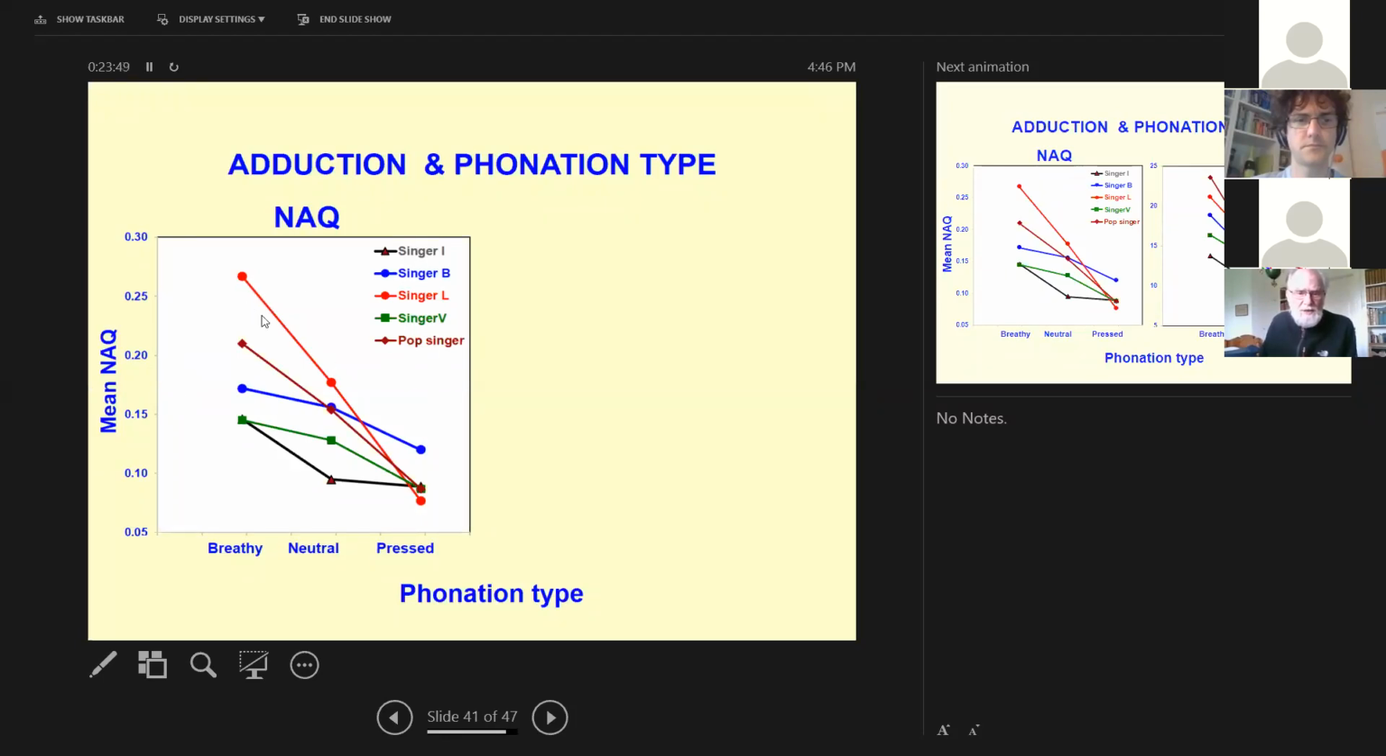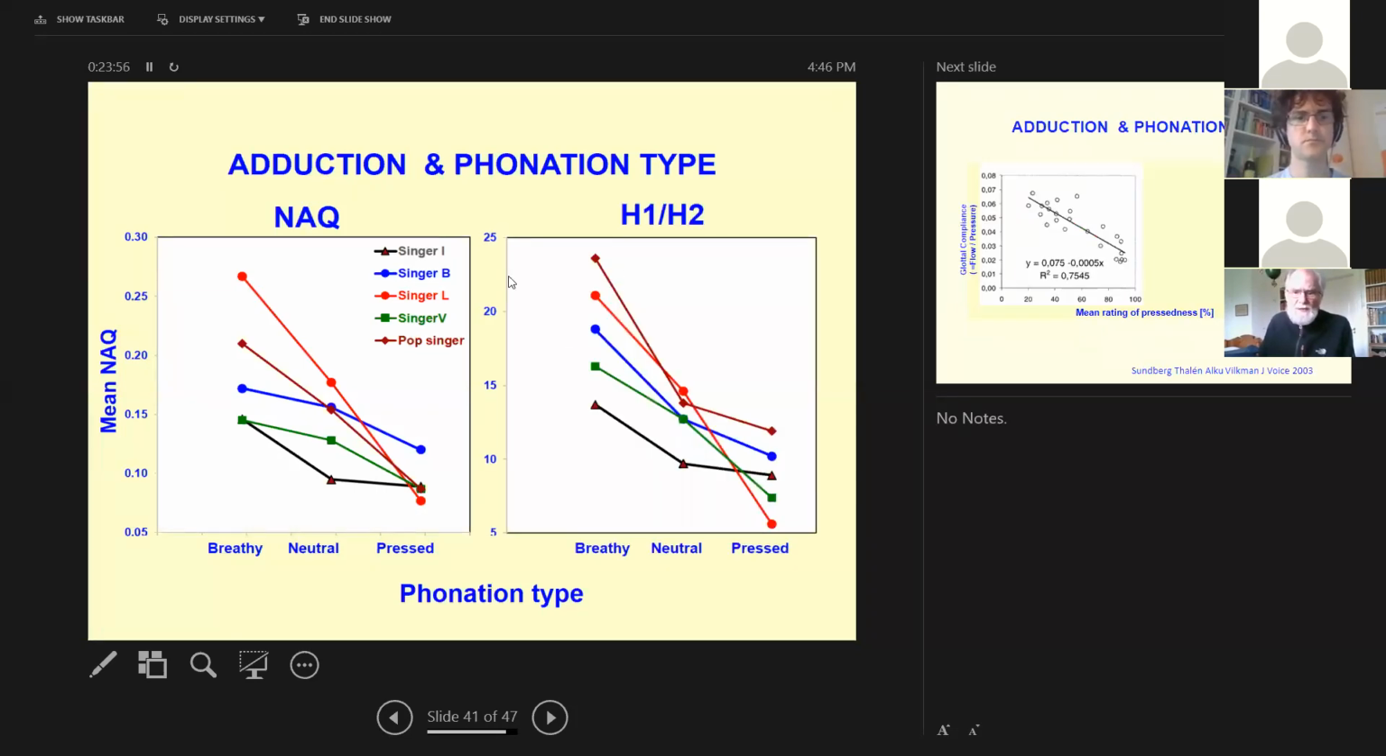Another thing that is varying with phonation type and adduction, that is the level difference between the first and the second harmonic of the voice source spectrum. And you see a similar behavior here of the four or five singers. Okay, so the H1, that is the harmonic number 1, that is the partial number 1, and that is then weaker in pressed phonation. So it's basically telling the same story.